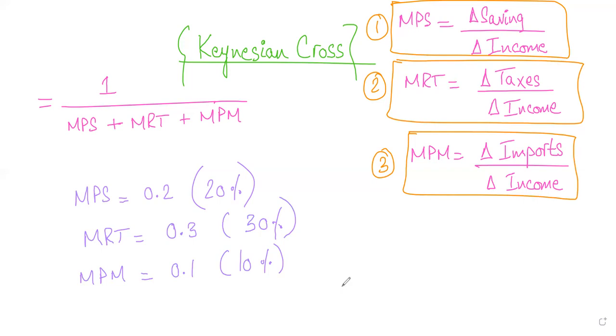Okay, now this being said, in the MCQ questions you will be provided the values of these three variables, right? Now what you need to do is to calculate the multiplier effect. Can you calculate the multiplier effect for me? Students, it's just a simple calculation, right?